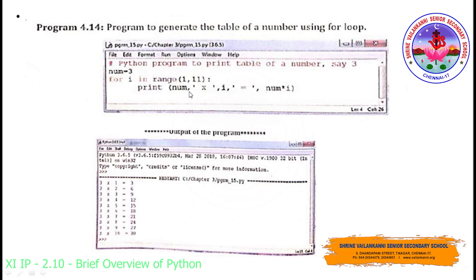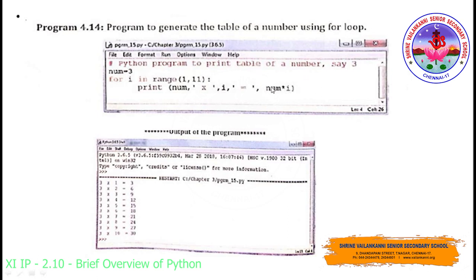Now the print statement here: num is a variable, so 3 gets printed, and then this x has been given as a string, so x gets printed as such. i is a control variable because each and every value will be assigned to the control variable i. So 1 will be assigned to i, and that 1 gets printed here. Equal to is a string again, followed by num into i. Num is a variable and i is a variable; you are just accessing the value.